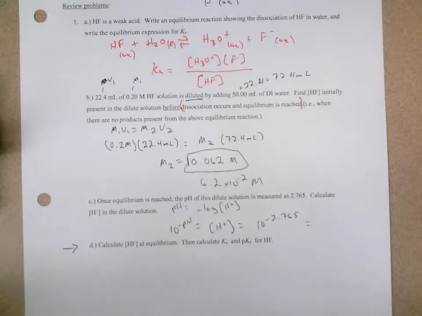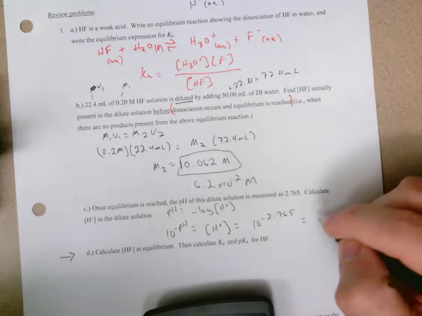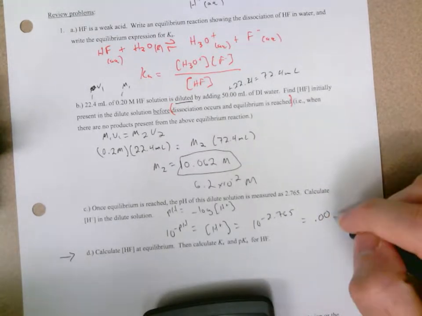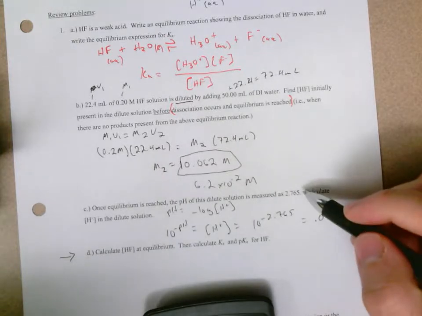an answer, eventually. Error? What are you talking about, error? This stupid thing. There we go. This gives me 0.00172.